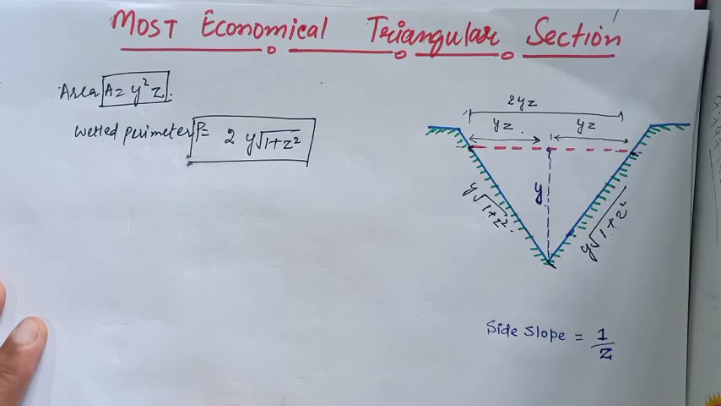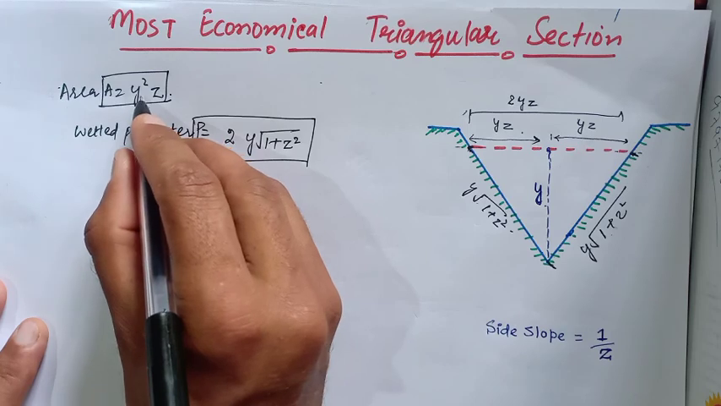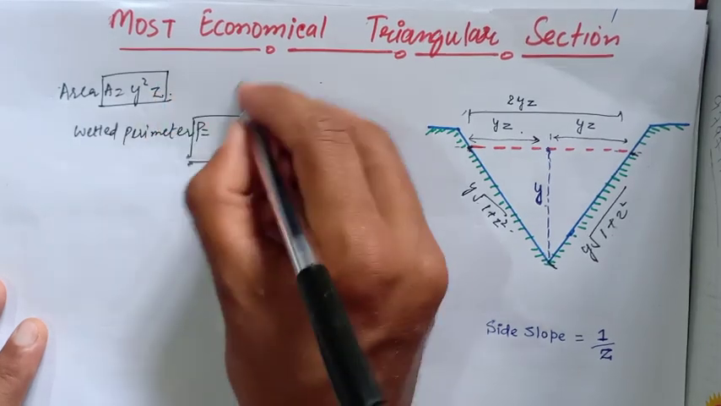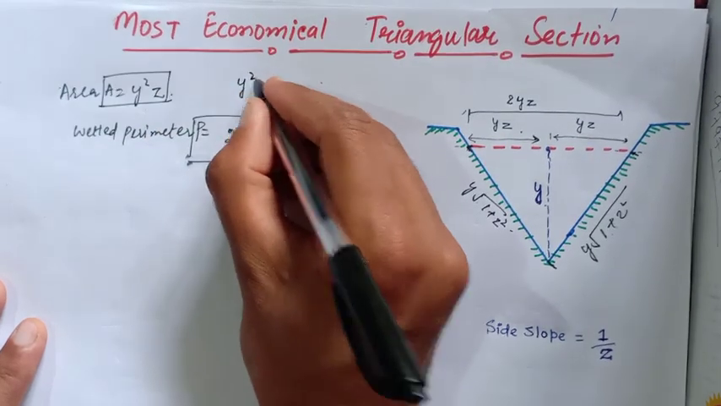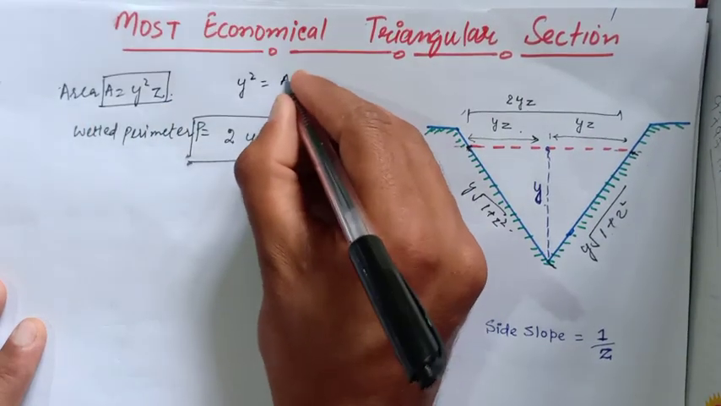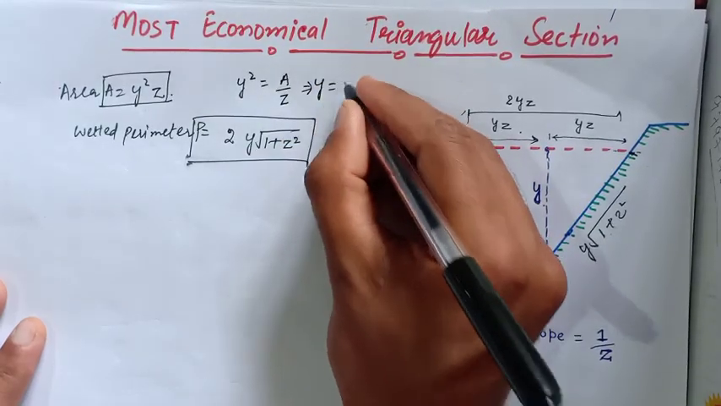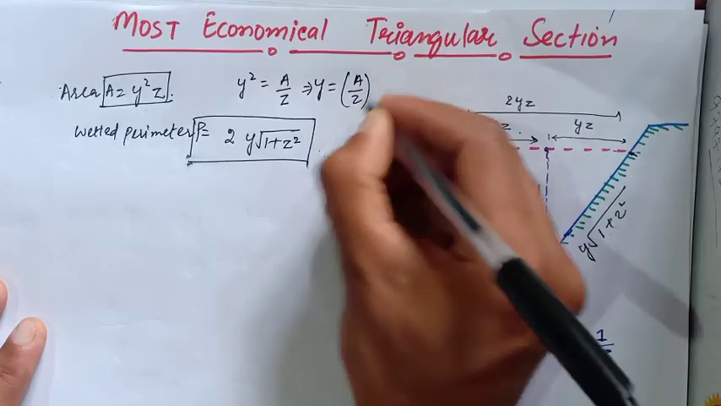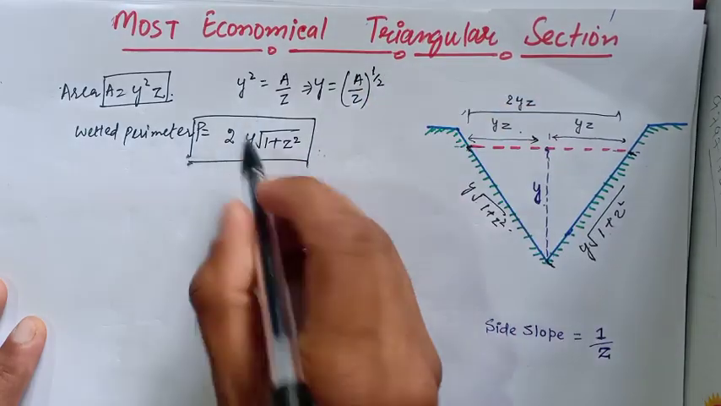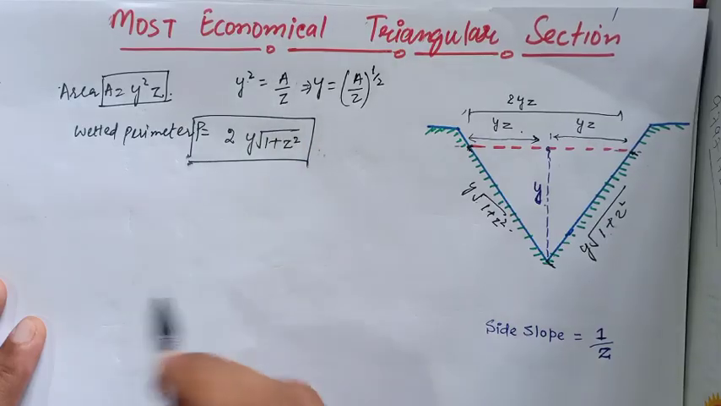Now what we have to do is find y from here. So from here we can determine y square is equal to A upon z, which implies y will be equal to A by z raised to power 1 by 2. Square goes to the other side as power 1 by 2.